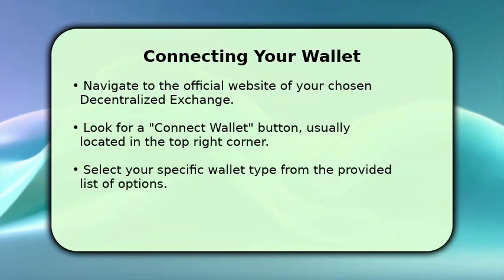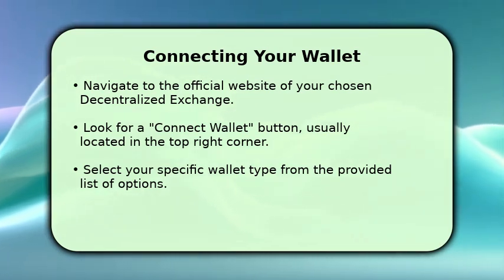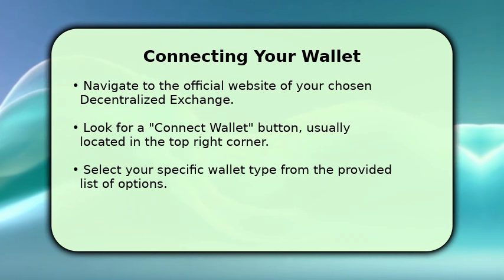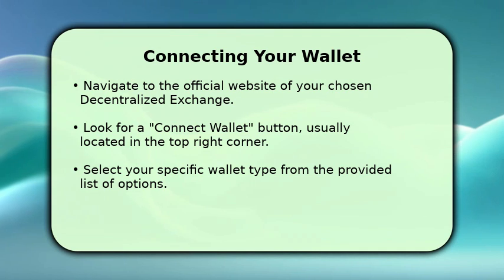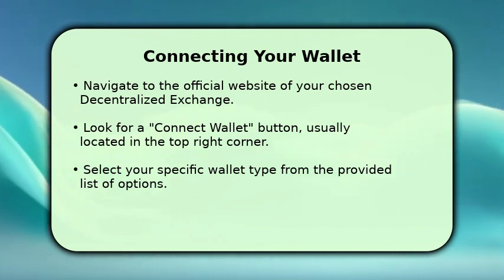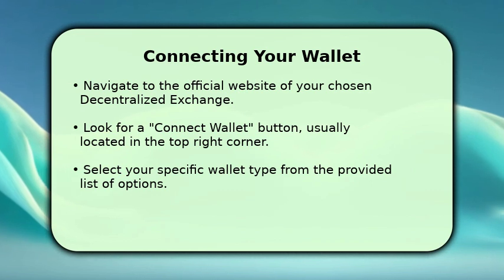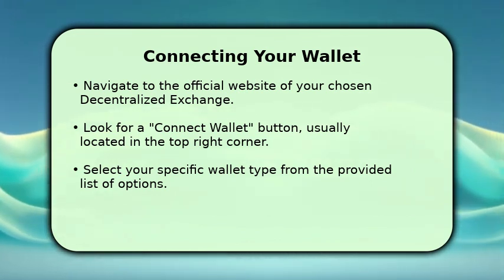Once your wallet is set up and funded, connecting to a DEX is straightforward. First, visit the official website of the decentralized exchange you wish to use. You'll typically find a Connect Wallet button, often in the upper right-hand corner of the page. Click this button, and a list of compatible wallets will appear. Select your wallet, and a prompt will appear in your wallet application asking for your approval to connect. Confirm this, and you're ready to trade.